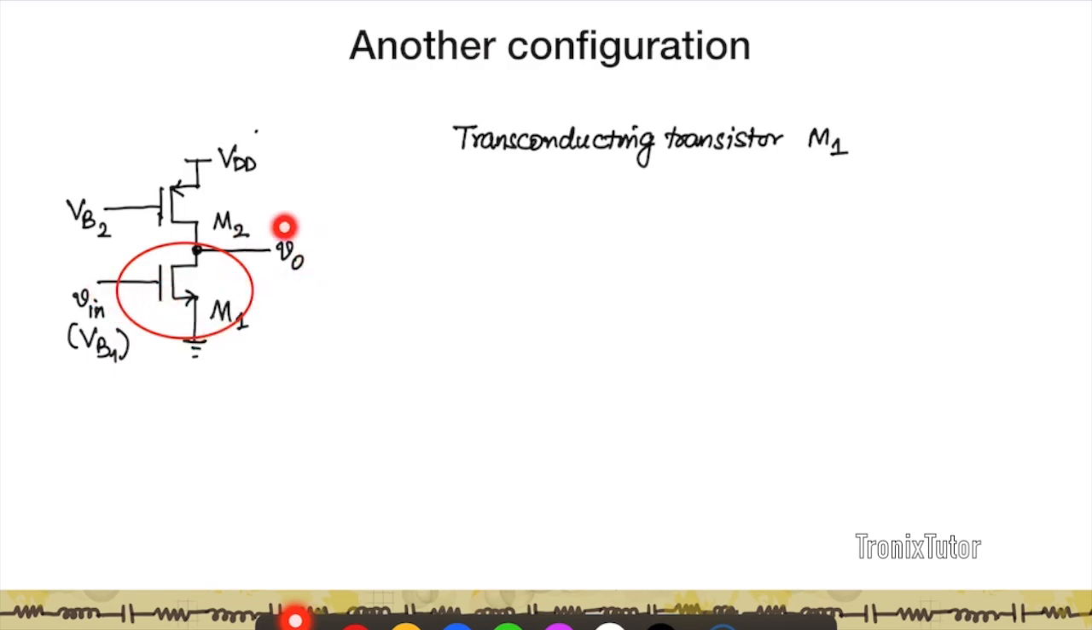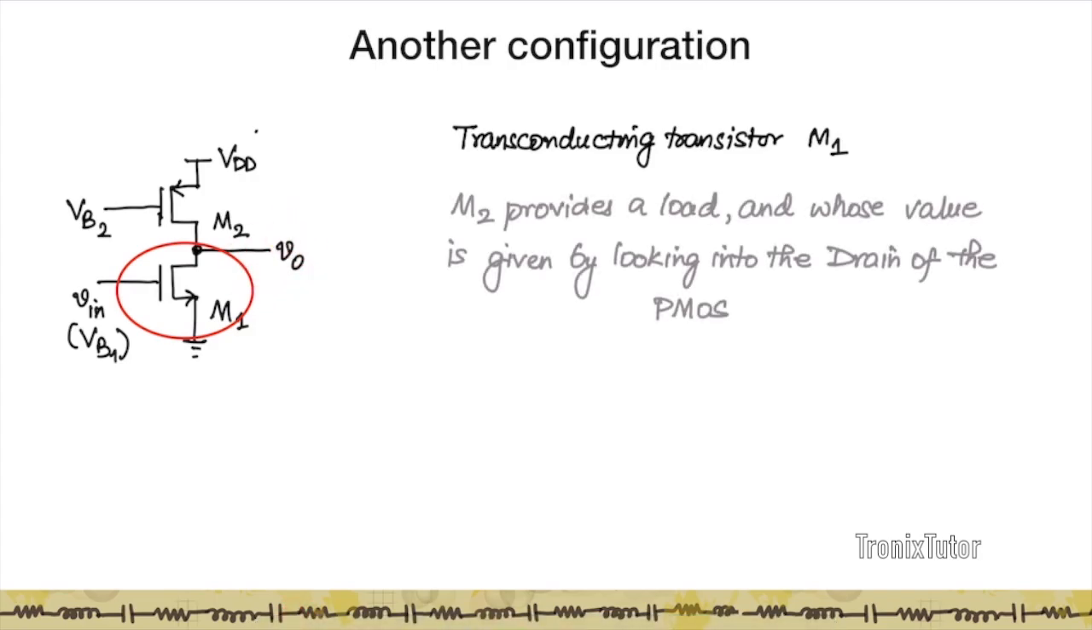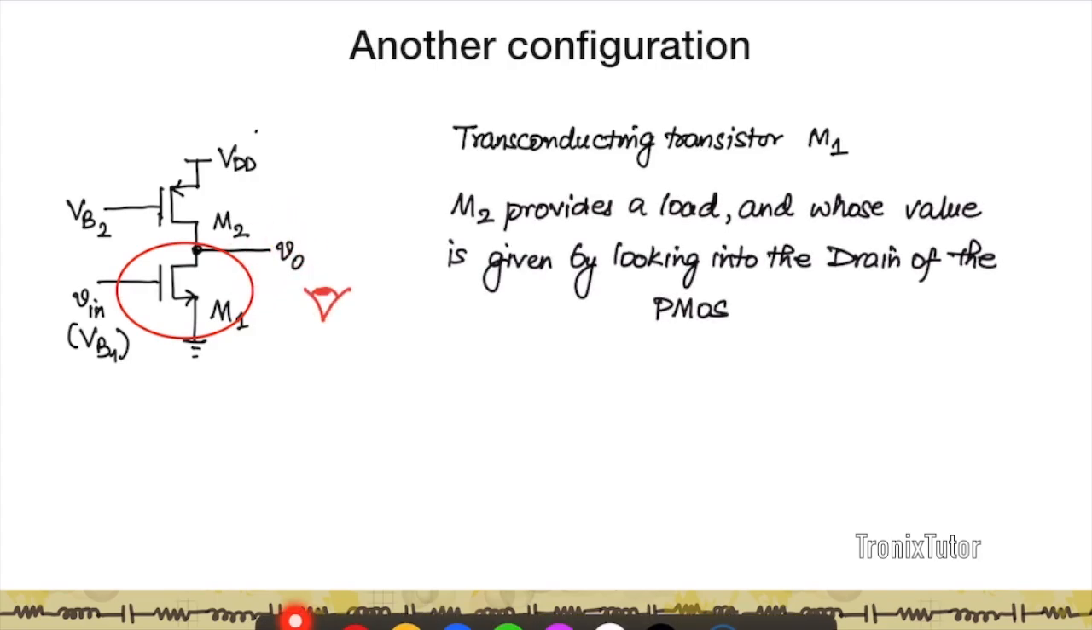And how are you generating this V0? This V0 is being generated because the current that you're generating is going to flow through the self-resistance of M1 and the load that is being provided by this transistor M2. So to identify what the load provided by M2 is, I basically need to estimate what the small signal resistance of this component is. Now what is M2? M2 is a PMOS, right?